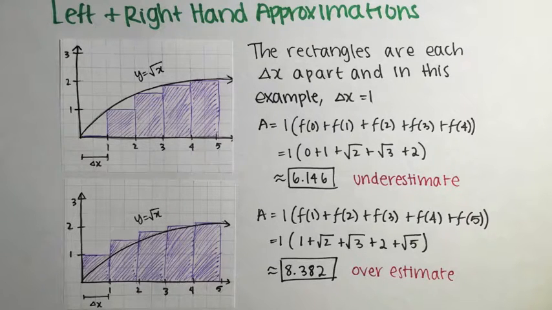Now, if we were to use the right endpoints instead of the left ones, we would be including more area than is actually under the curve. Since it's an increasing function, the calculated area is an overestimate. For the second graph, still y equals root x, the area is 1 times the quantity f of 1 plus f of 2 plus f of 3 plus f of 4 plus f of 5, and this equals 8.382.